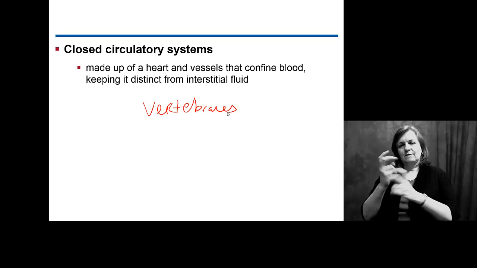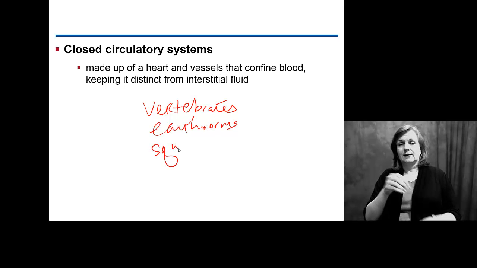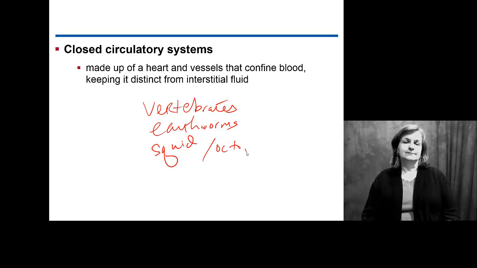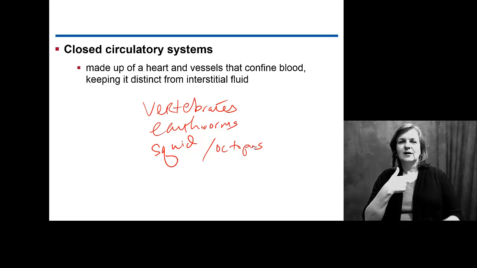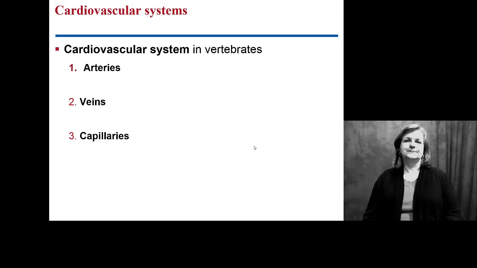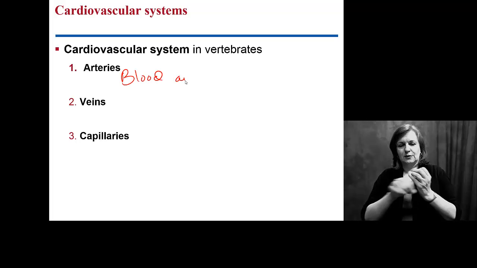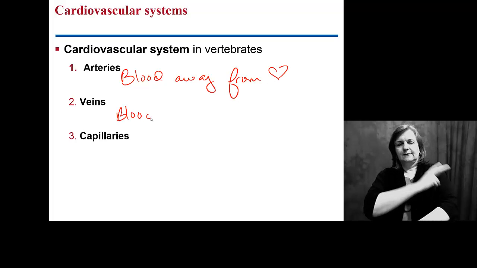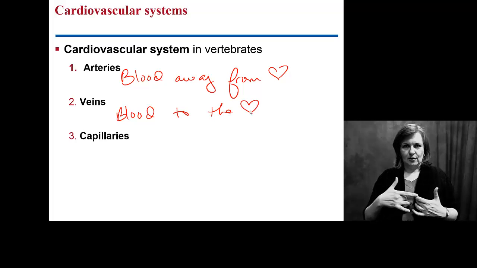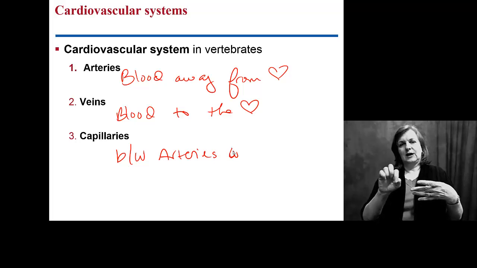And this is most common in our vertebrates, earthworms, squid, and octopus. All of the invertebrates, the bugs, things like that is going to have an open circulatory system. So in you, we have arteries. These move blood away from the heart. Veins move blood to the heart. And capillaries are between arteries and veins.